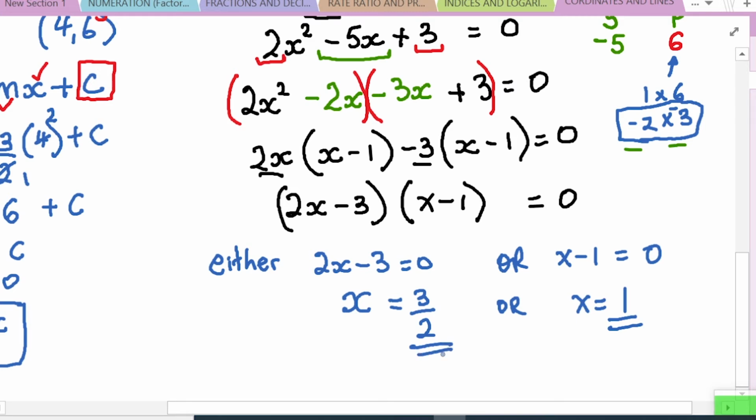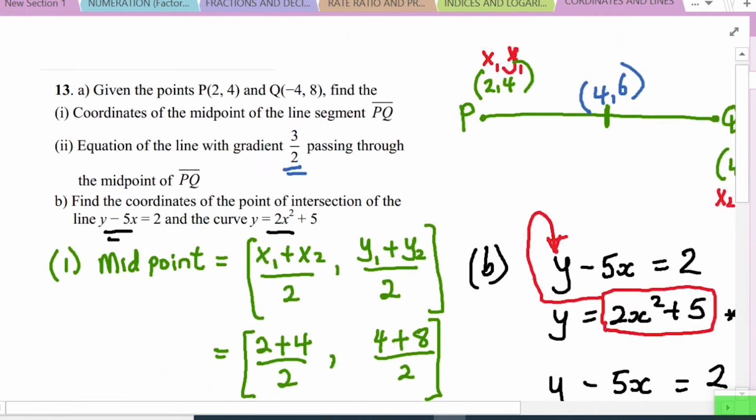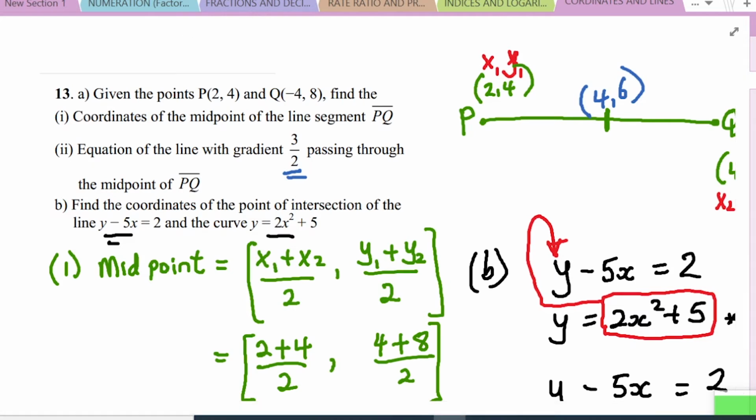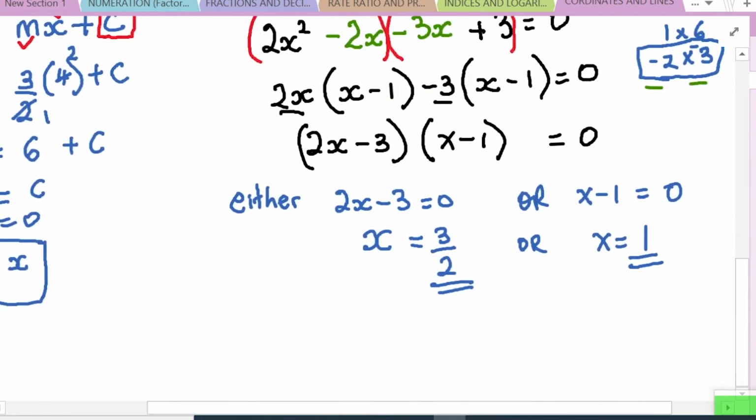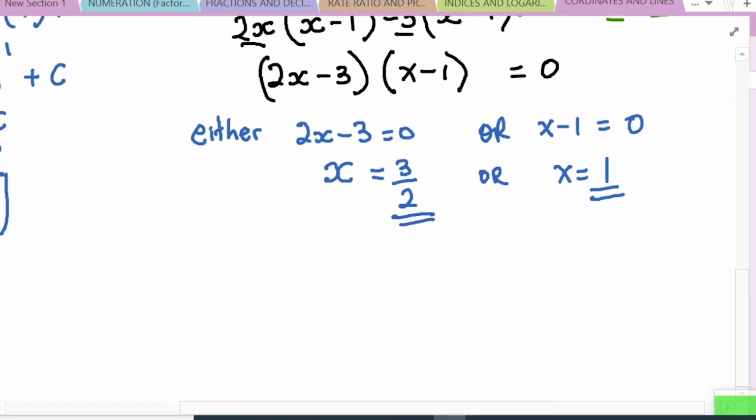Okay, so if we have two values of x, then we can go ahead and find the two values of y. Remember, the question requires us to find the coordinates of the point of intersection between that line and that curve. So we have two values of x. Now let's go ahead and find two values of y. We can just simply substitute in the line equation. y minus 5x is equal to 2. So from the line y minus 5x is equal to 2, let's substitute for the value of x to find the value of y here.